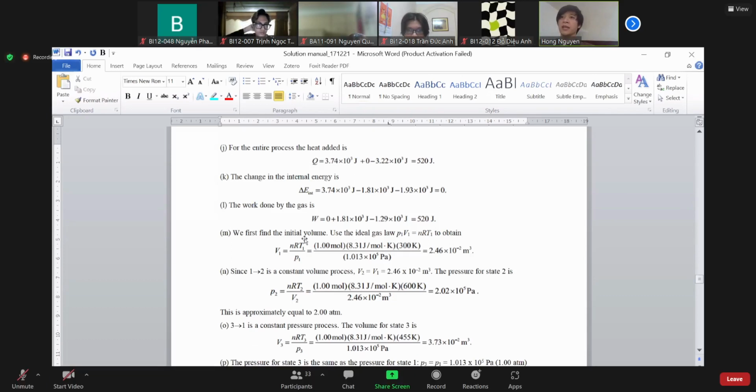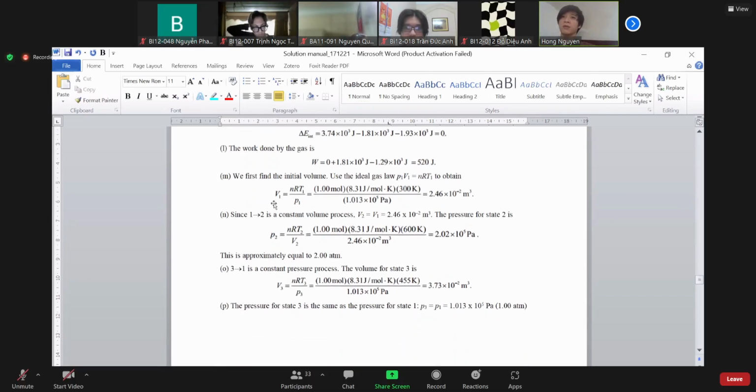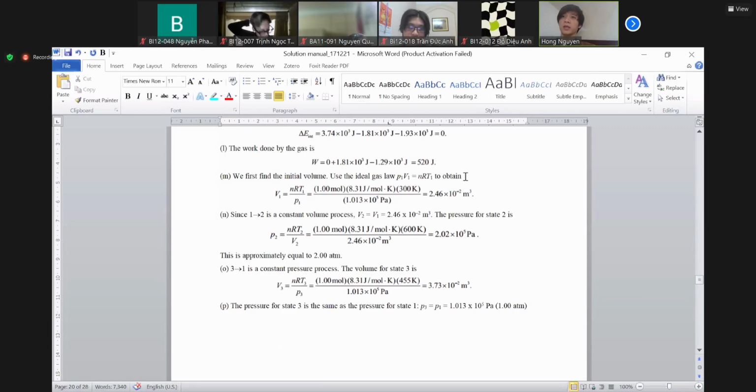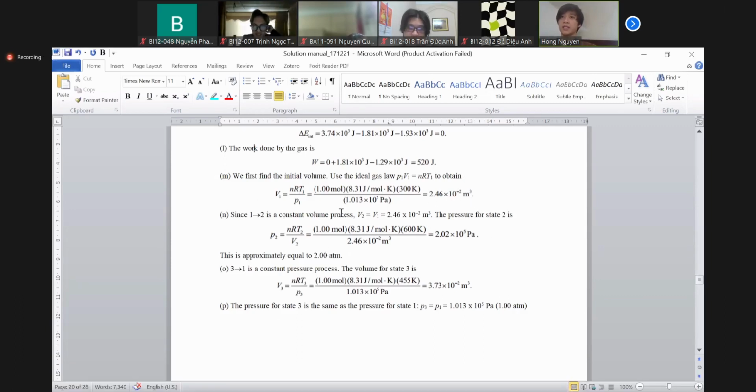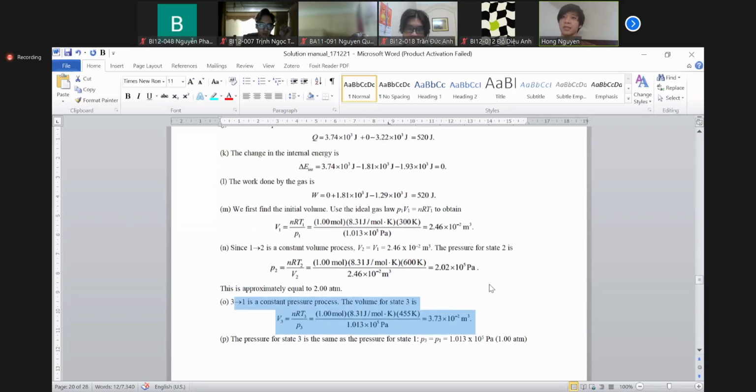Then we use the ideal gas law, right? For example, the volume 1, we can calculate. For the pressure 2, we can calculate. For the volume 3 also, we can calculate it all using the ideal gas law. Is it okay? So this is the question 28, and I hope that you can do it by yourself, because this is the level of the final exam.